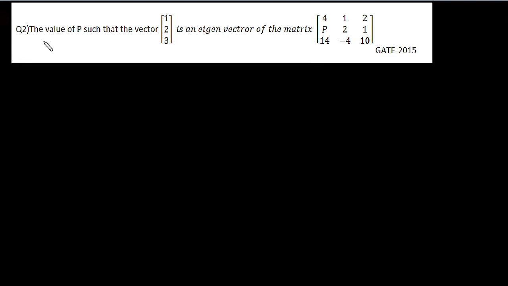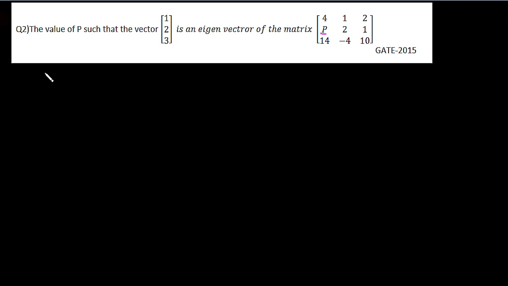Okay, let's solve question number 2. Question 2 says, find the value of p such that the given vector is an eigenvector of the matrix. They are asking about this p. What is the value of p in this matrix such that this vector will be the eigenvector of this matrix? Now here we first have to understand what an eigenvector actually is.